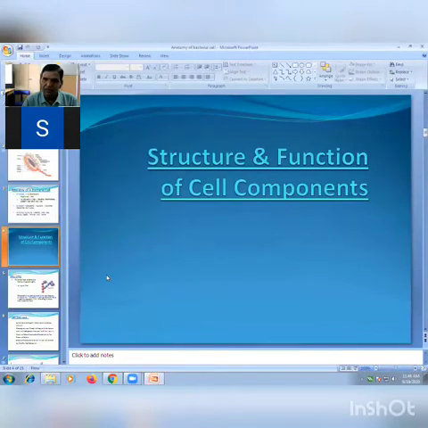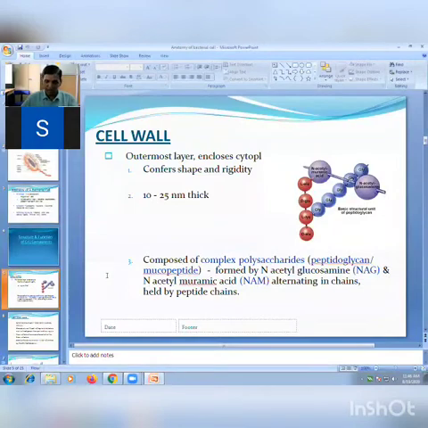So the structure and function of cell components, in which the first one is the cell wall of bacterial cell. The outermost layer above the cytoplasmic membrane is called the cell wall. It confers shape and rigidity. The main function of the cell wall is that it gives shape to the bacteria, various shapes like cocci, bacilli, comma shapes, spirals, spheroids, all the different shapes we learned in the last lecture. The cell wall gives shape to the bacteria, and also rigidity.